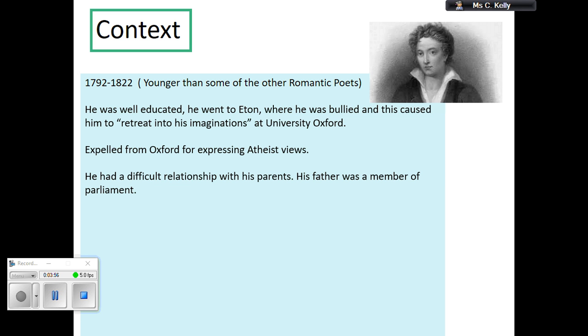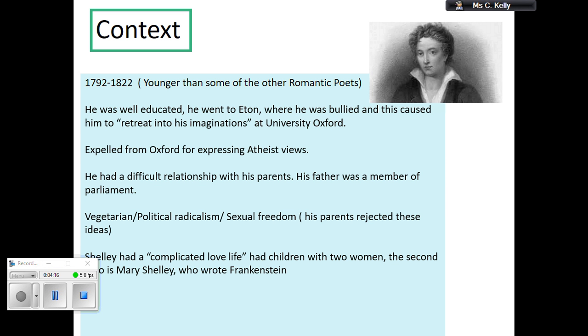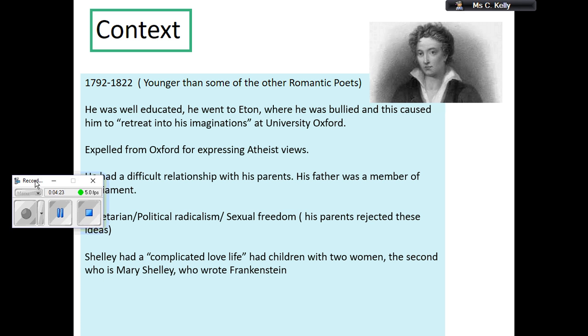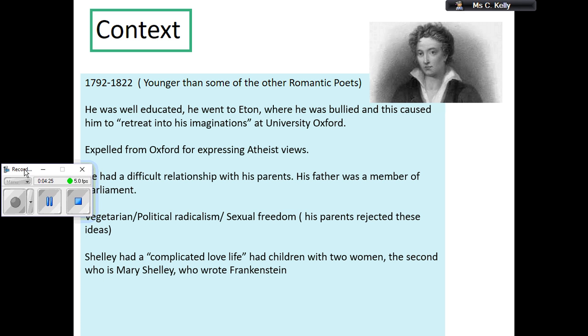He was, unusually for the time, vegetarian. He took part in political radicalism, so he was fighting against the common thoughts of the day, and he believed in sexual freedom. So his parents rejected these ideas, which further added to their difficult relationship. He also had what we might say is a complicated love life. He had children with 2 different women, which was very unusual in those days. And the second of those women was Mary Shelley, who wrote Frankenstein.